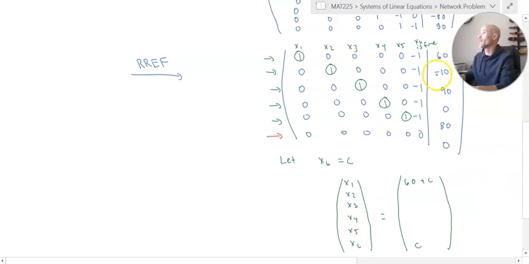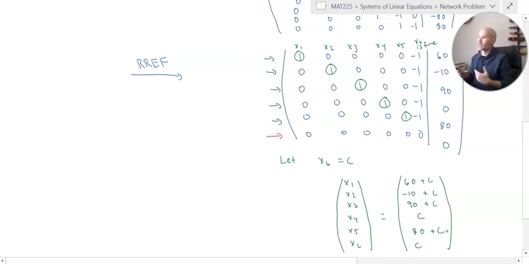The next one will be negative 10 plus c. x3 will be 90 plus c. x4 will be c, right? Because we'll move that over to the other side. 0 plus c, which is just c. And here x5 equals 80 plus c.